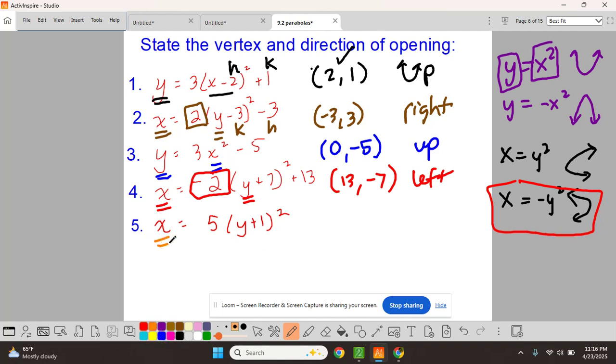Same thing with number 5. X is by itself. Y is being squared here. There's a plus 0 right here because there's nothing. And since this is positive, this opens to the right. And the x coordinate will be 0, and minus 1 as your vertex.